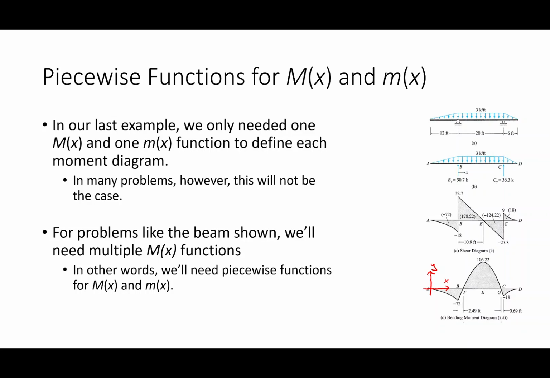So maybe I'll have a real moment function that's valid from x equals 0 to x equals 12. I'll have a second real moment function that's valid from x equals 12 to x equals 32, and then another one that's valid from 32 to 38. Does that make sense? The idea is that in order to fully plot this, if I were graphing this, how many of you have used Desmos? You've used Desmos before. So imagine if I was trying to create a plot in Desmos.